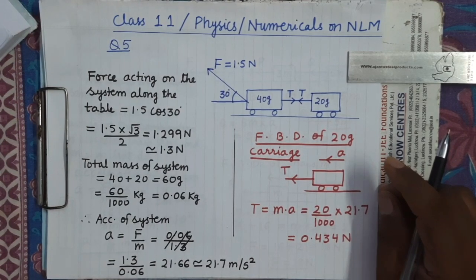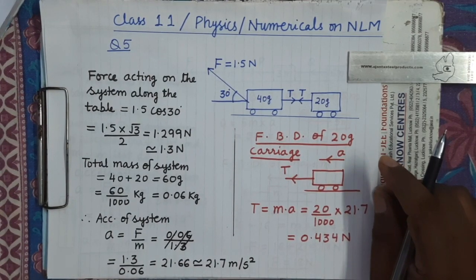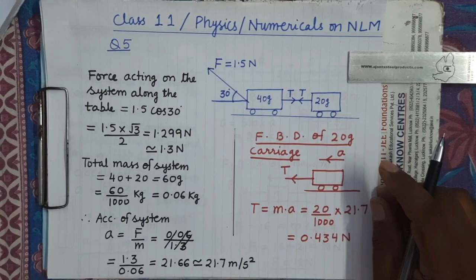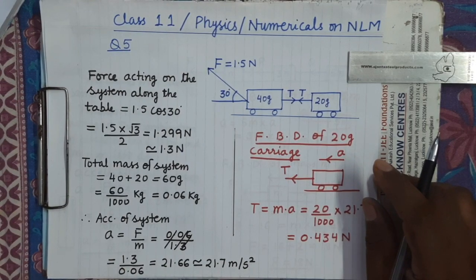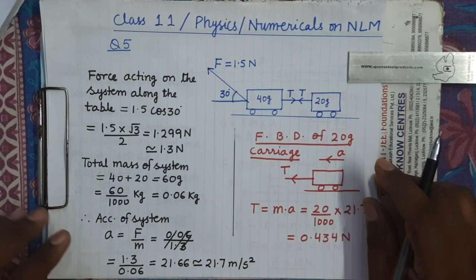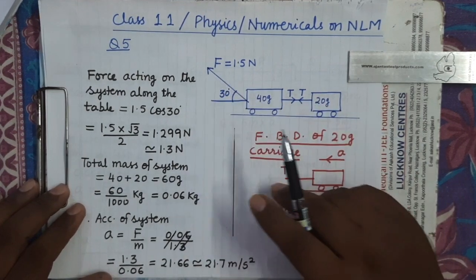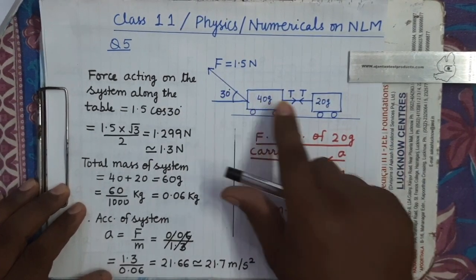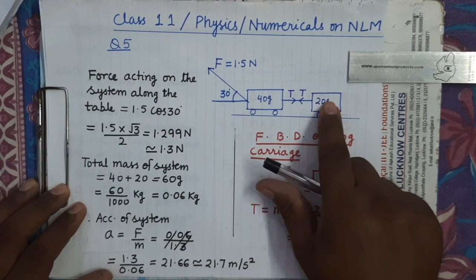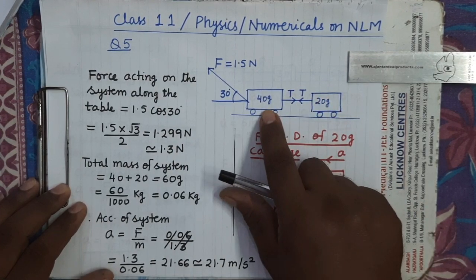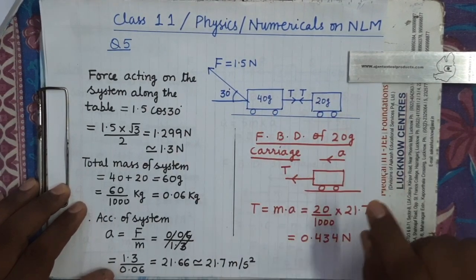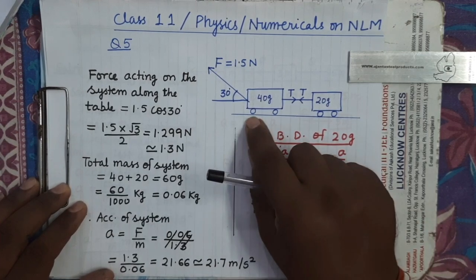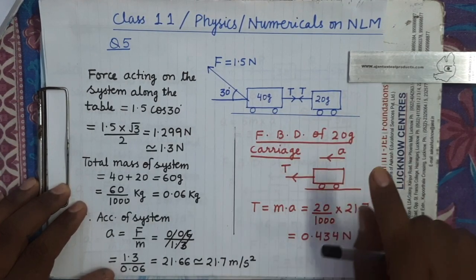Question number 5: a boy pulls a toy having two carriages placed on a frictionless table by applying a force of 1.5 Newton at 30 degree in a vertical plane, means the force is acting in this direction. And these are the two carriages, one is of 20 gram and the other is of 40 gram. They are placed on a frictionless table. There is no friction in between the wheels and this table.